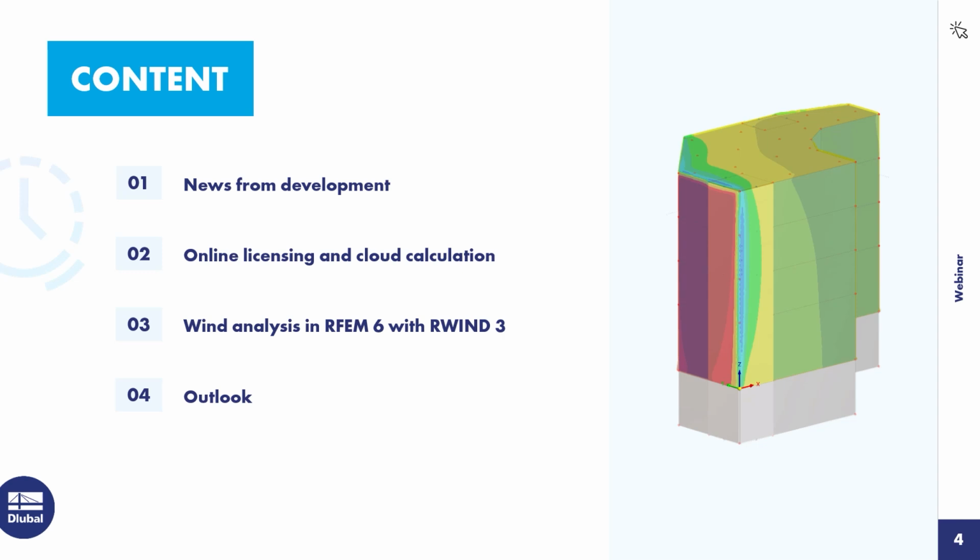Today we are going to look at 4 different topics. At first, I want to give you a quick overview over the latest development features that we've implemented into RFEM 6 and RWIND 3. Then I want to point out a very specific highlight of these new features, and that is the online licensing possibility and cloud calculation capabilities of now RWIND 3. And in the third chapter, we are going to perform a wind analysis in RFEM 6 together with RWIND 3. And last but not least, I want to share with you a quick outlook about what's to come in the next few months.